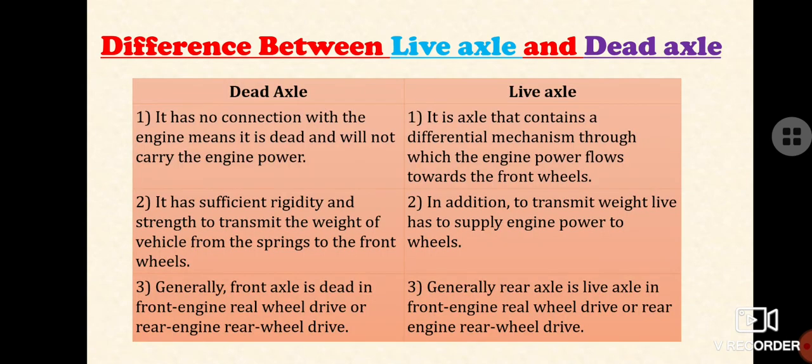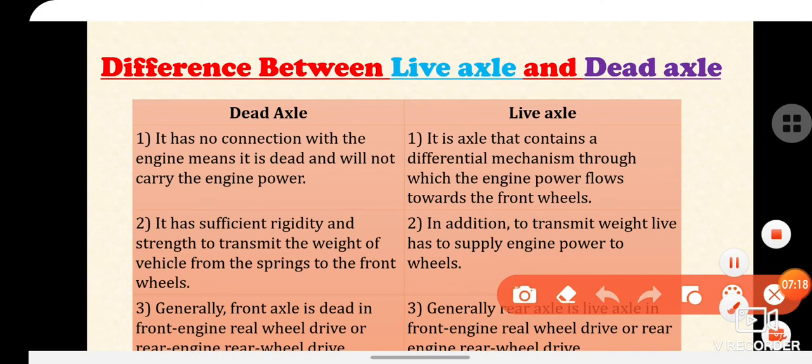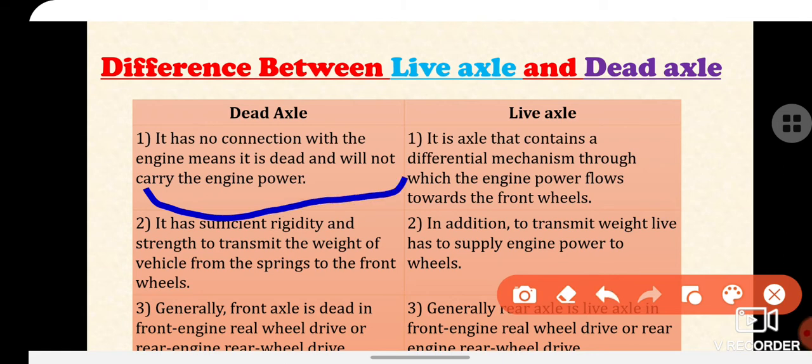It is clearly mentioned that in the case of a dead axle, it has no connection with the engine. It is dead and will not carry the engine power. But a live axle contains a differential mechanism through which engine power flows towards the front wheels. So this is the major difference between live axle and dead axle.